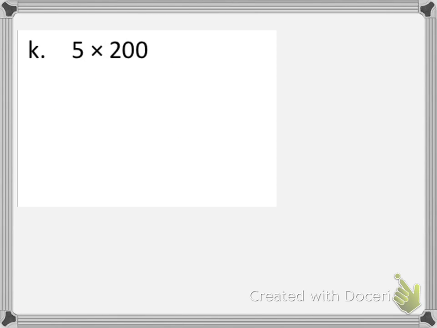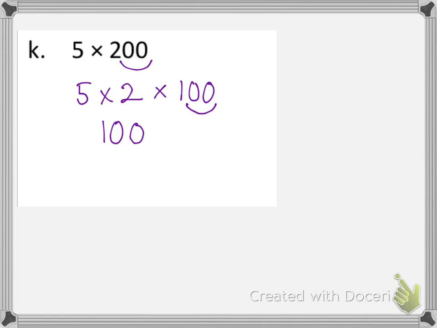The next one is 5 times 200. Well, if we decompose this and break it down, we're going to do 5 times 2, and this is 100. So 5 times 2 is 10, and we're multiplying that by 100. We have 2 zeros, 1, 2. So 5 times 200 is 1,000.